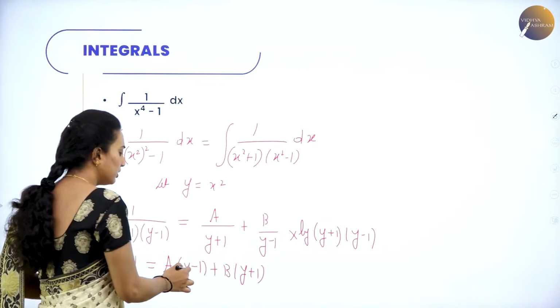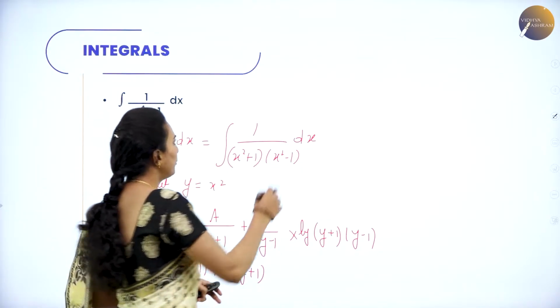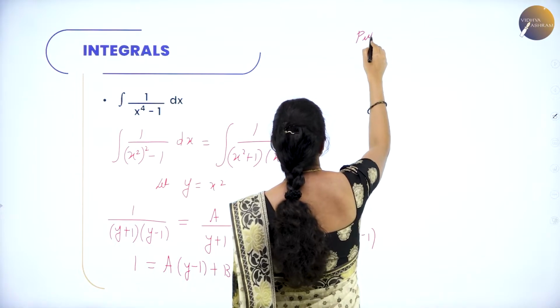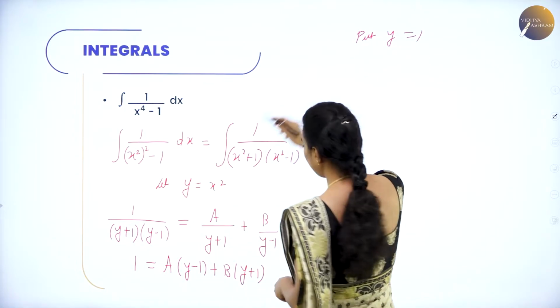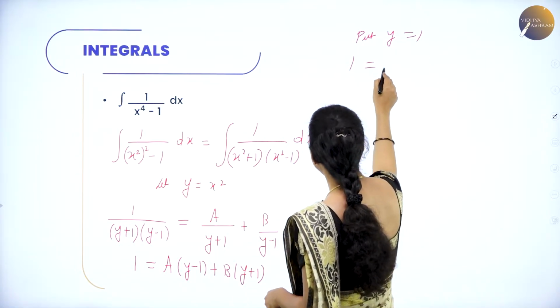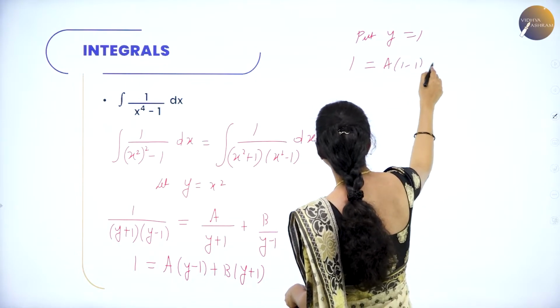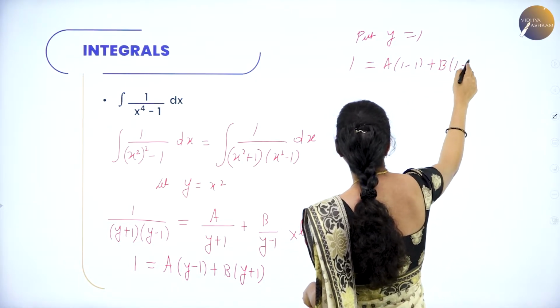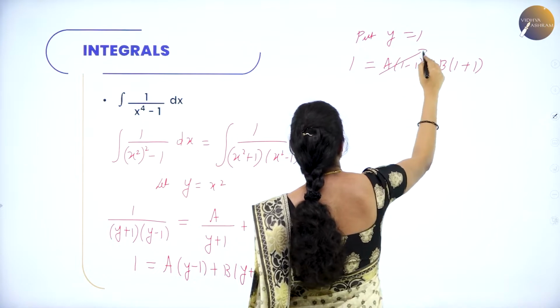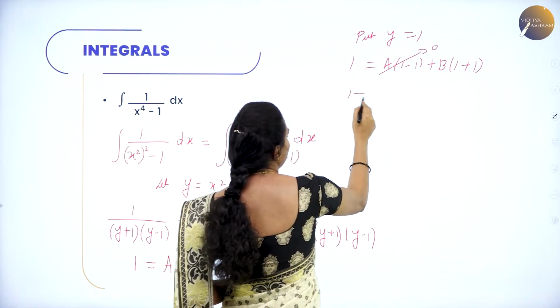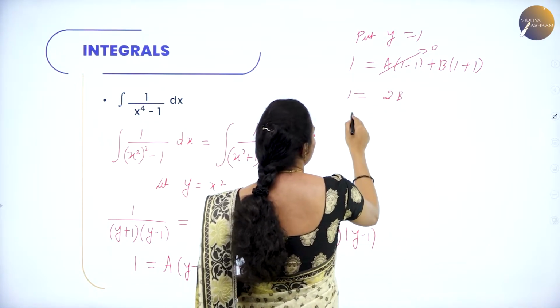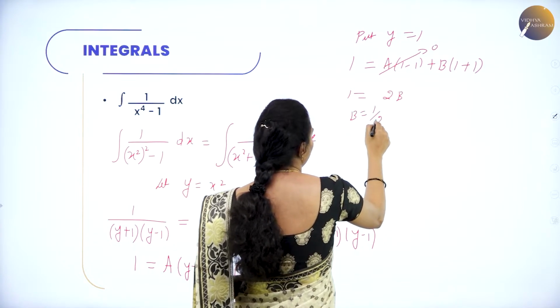Now what happens? Substitute y is equal to 1 there. If you put y is equal to 1, the left hand side is 1 only, which is a into (1 minus 1) plus b into (1 plus 1). Correct? So therefore this will become 0. So 1 is equal to 2b, otherwise b is equal to 1 by 2.